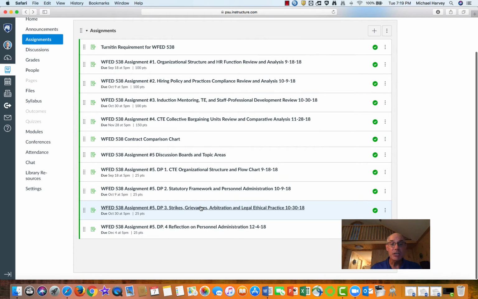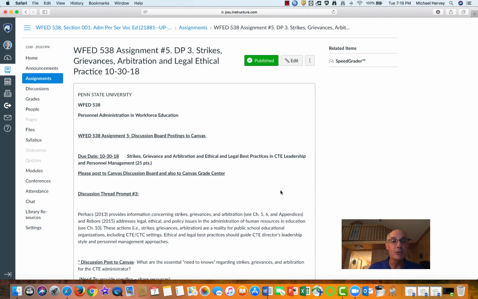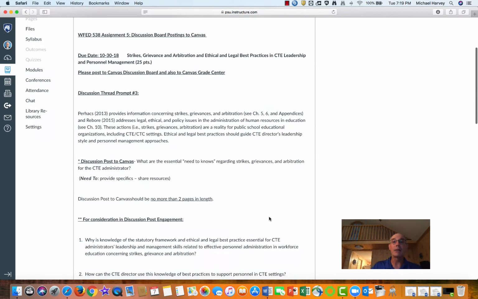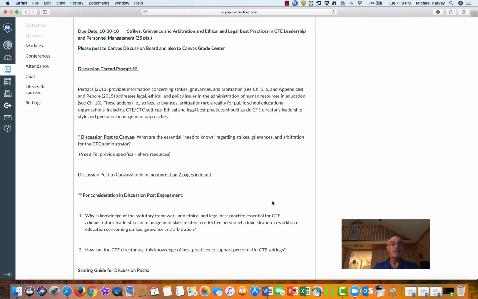The third post deals with strikes, grievances, and arbitrations, and then particularly the background in legal and ethical best practices. And again, the textbooks provide us with significant background and significant information on how grievances and strikes and arbitration is handled in public schools in the state of Pennsylvania, and then what are the ethical best practices.